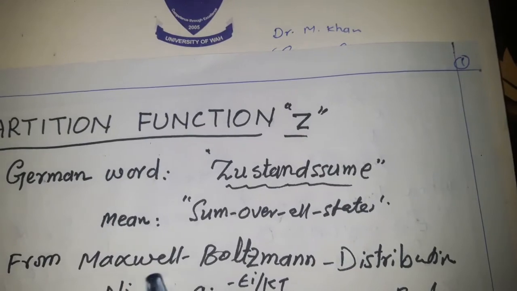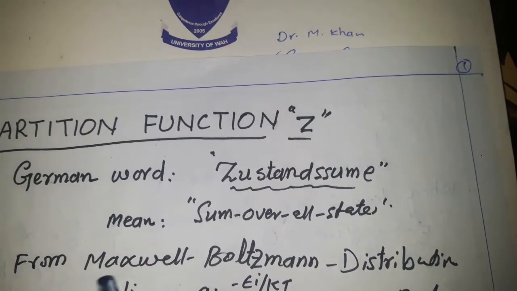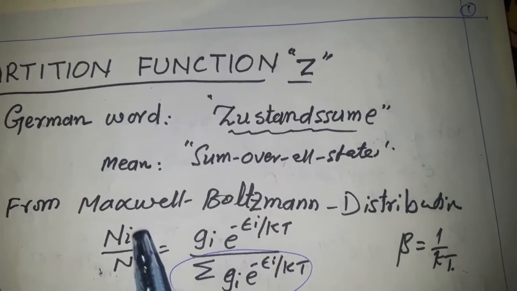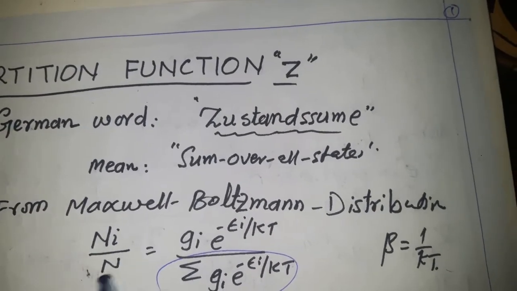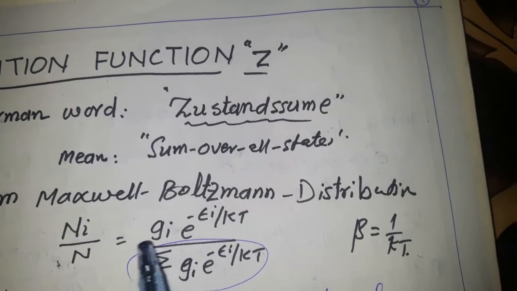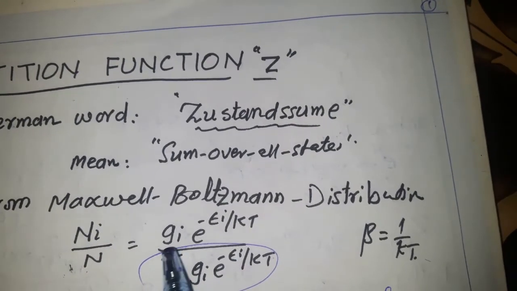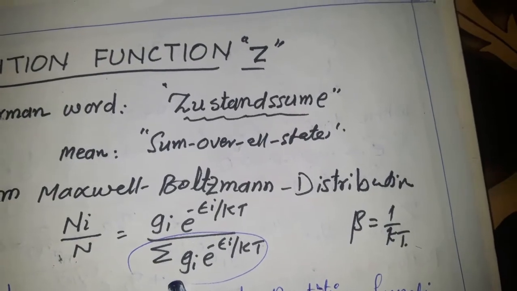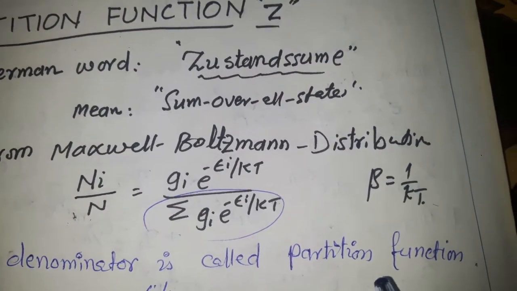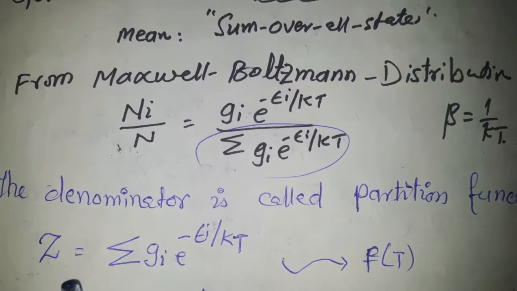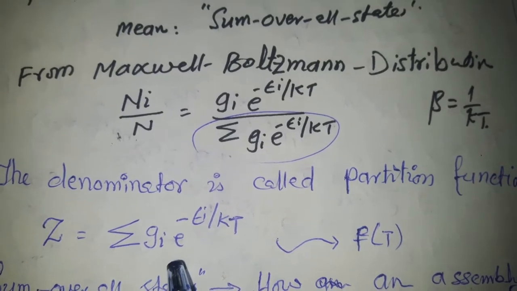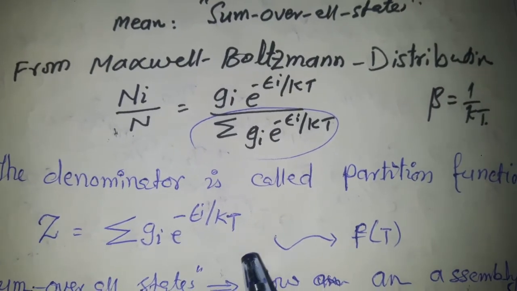So we already know that from the Maxwell-Boltzmann distribution, the distribution function, or the population of particles in different energy levels, is given by a formula, and in this particular formula the denominator represents the partition function, and this partition function is given by Z equal to summation g_i e raised to minus e_i over kT.